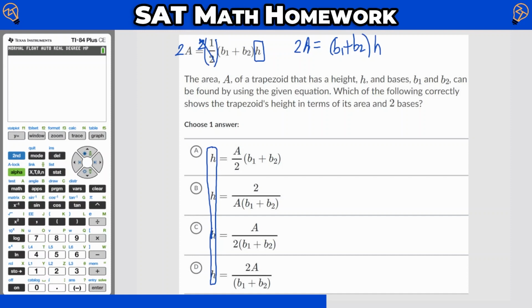Now, a common mistake is people will try to distribute the h, but wouldn't that make h just kind of spread to two terms now? We're trying to get h by itself. We don't want to clone it. We don't want it to be now with b1 and b2.